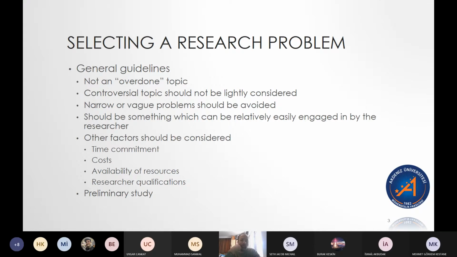Should be something you can be relatively easily engaged with. So if you have the resources available to you, whether it be through library research or through IEEE or other document journal repositories, then that could be a good topic for you.